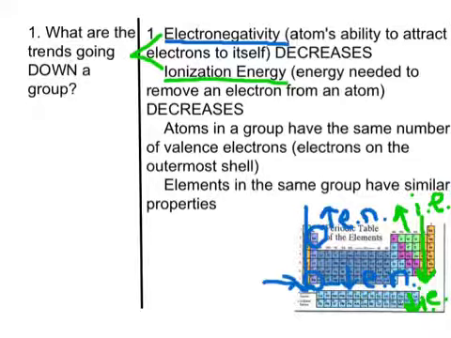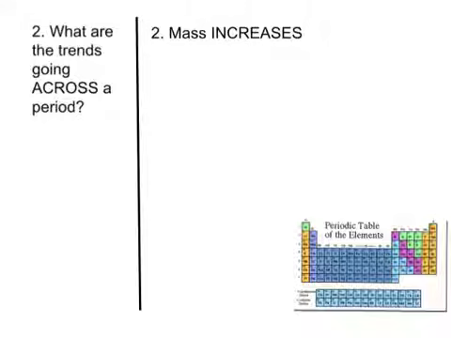All right, and last but not least, the last trend we'll talk about going down a group is that elements in the same group are going to have similar properties. All that means is that they are going to react similarly to each other, and they're going to make similar types of compounds. And we'll get to see that more and more as we learn more about the different atoms and the elements and how those atoms will react and combine with each other. Okay, but for now you just need to know that the elements in the same group are going to have similar properties.